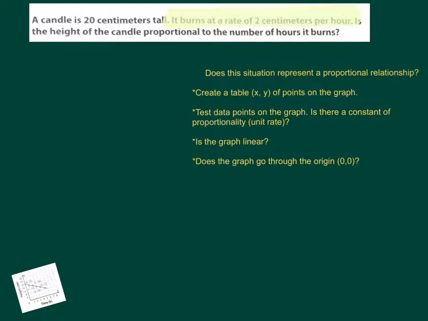So I'm going to use that kind of question set, or things that I can do to determine if this is proportional. I'm going to create a table of X and Y, then test the data points and take a look at the graph. I'm going to do this one in a little bit of a different order, except I think that you guys will be able to follow along.